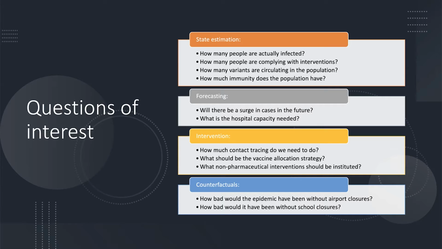And we're also interested in forecasting, like, will there be a surge in cases in the future? What is the hospital capacity needed? And what can we do about it? How much contact tracing do we need to do? What should be the vaccine allocation strategy? What non-pharmaceutical intervention should be instituted?